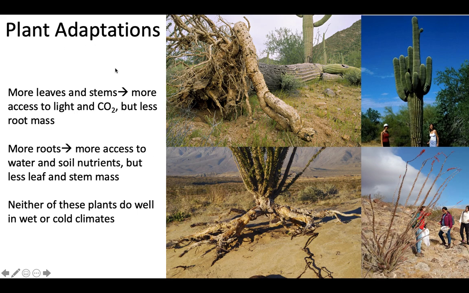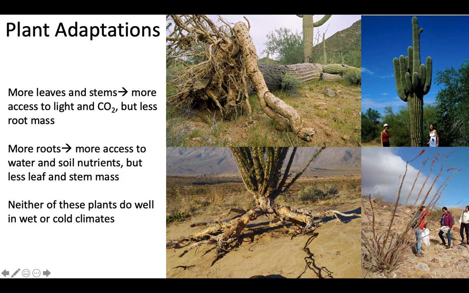So some examples of these plant adaptations, they might have more leaves and stems, which leads to more access to light and CO2, but less root mass. If you have smaller root mass, you see this really commonly in plants in very humid environments where water is not a limiting factor. If you have more roots, you have more access to water and soil nutrients, which is important if you're water limited, like the desert environments that the saguaro and the ocotillo grow in. But they have less leaf and stem mass.